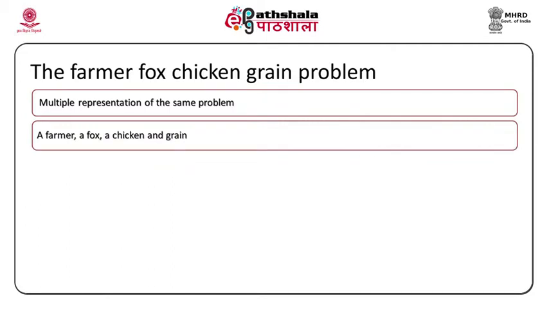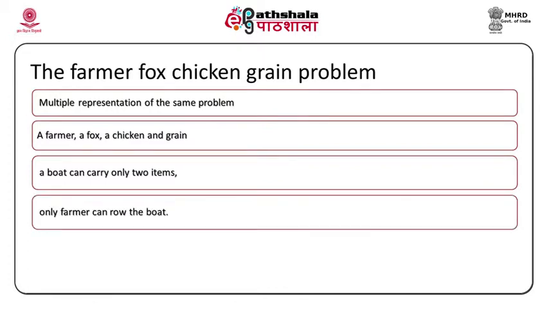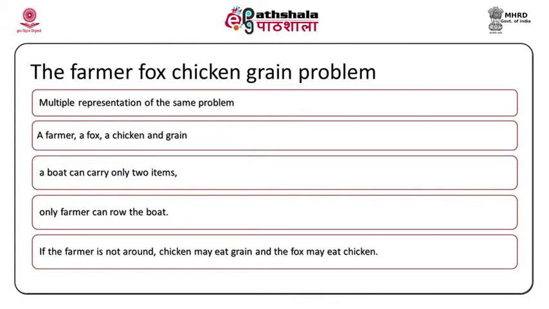The problem is about a farmer, fox, chicken and the grain finding themselves on one side of the river, and they have to move to the other side. A boat is available which can carry only 2 items. Only the farmer can row the boat, obviously grain, fox and chicken cannot. What we want is everybody to remain intact at the end of the problem, and if the farmer is not around, the fox may eat the chicken and the chicken may eat the grain. So this is something that we do not want. How can we solve this problem?